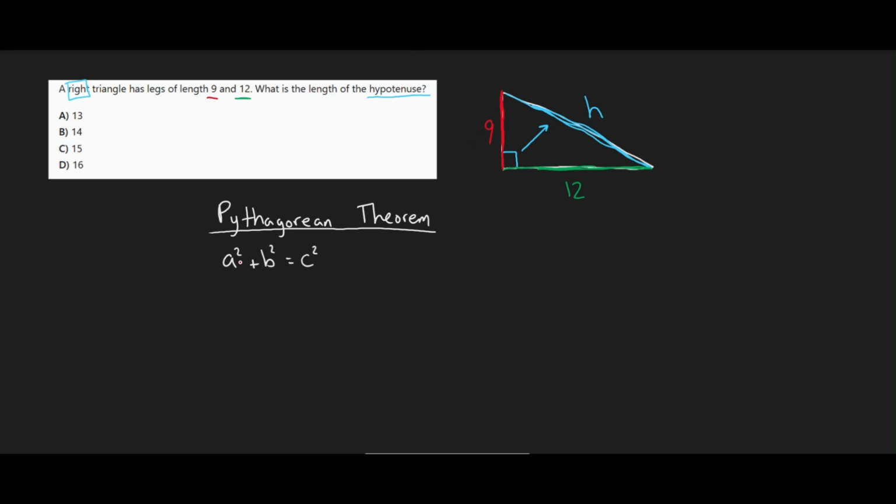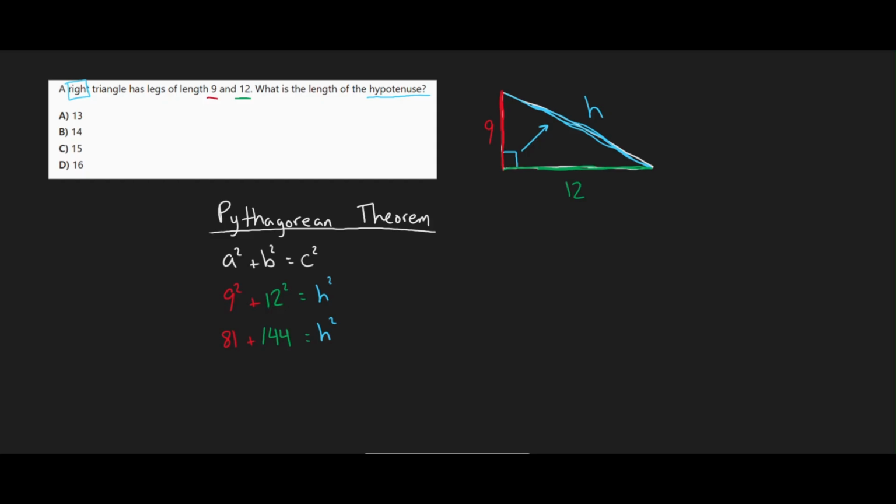So let's put in 9. Let's say that a is equal to 9, so 9 squared plus 12 squared, because that's the other leg, is equal to c squared, and I will call this h, because that is the length of the hypotenuse, and we will solve for that. So 9 squared is 9 times 9, which is 81, plus 12 squared is 12 times 12, which is 144, and this is equal to h squared.